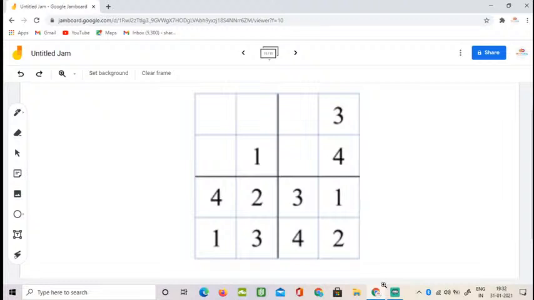So now let me give you the explanation for this problem. So here you have three numbers 1, 2, 3 and the leftover number is 4. And 4, 1 and the leftover numbers are 2 and 3. You shouldn't give the number 3 over here because already the number 3 is there in this row. Okay, in the first row.